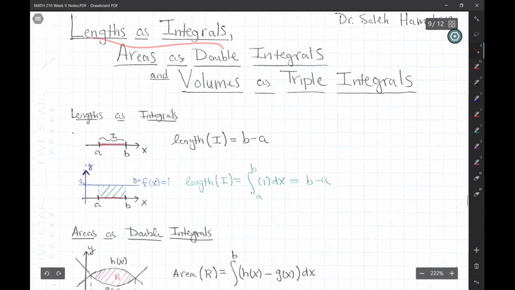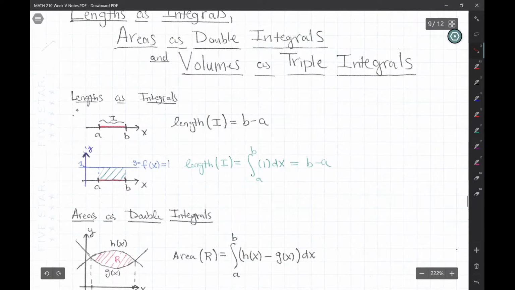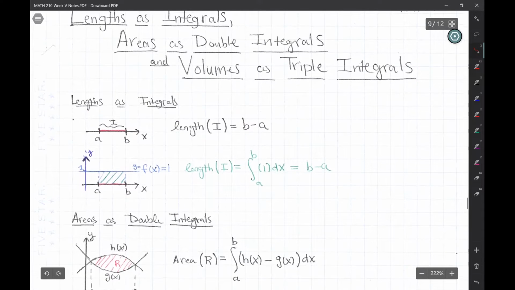So lengths as integrals, areas as double integrals, and volumes as triple integrals. This title is meant to be provocative because when you think about integrals, you don't think about lengths, but areas. And double integrals correspond typically to volumes and triple integrals hypervolumes. So how can we use integrals to get lengths? Okay, let's take a look at what we mean by that.